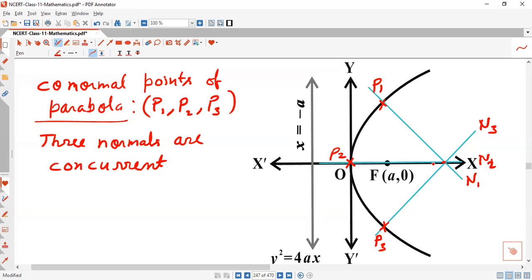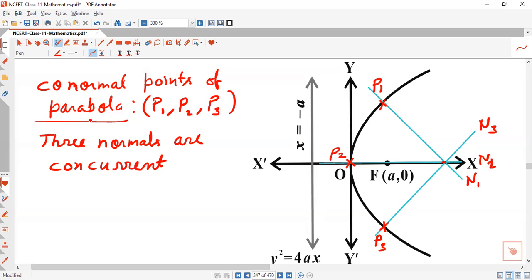Always remember, they meet at the x-axis because y1 plus y2 plus y3 equals 0. Not naturally at the y-axis; they can meet at any point. Here I'm showing this one meeting on the y-axis, but they can meet at any point. What is the condition?